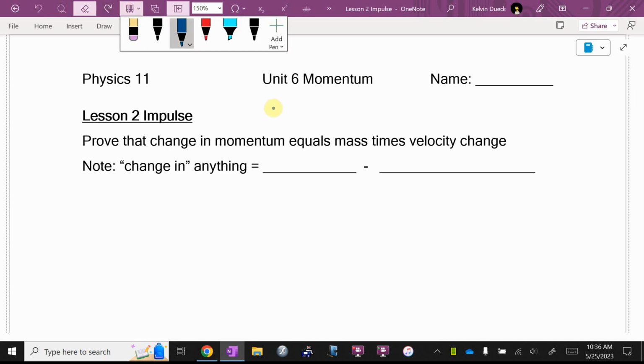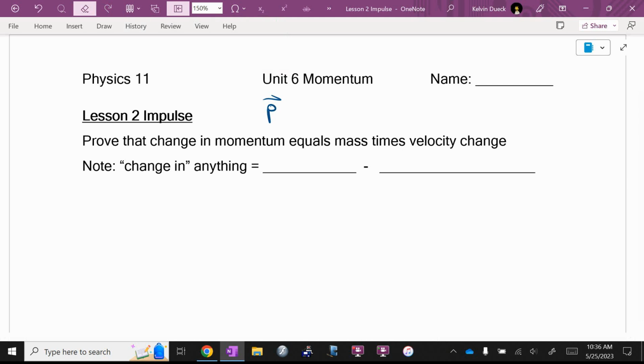We know that momentum equals mass times velocity. So it wants us to prove that change in momentum. There is an abbreviation in physics and in science for change in. What's the symbol for change in? Yeah, triangle. In fact, call it delta. So as a symbol, this is change in. And this is on your formula sheet, but it might be worth memorizing.